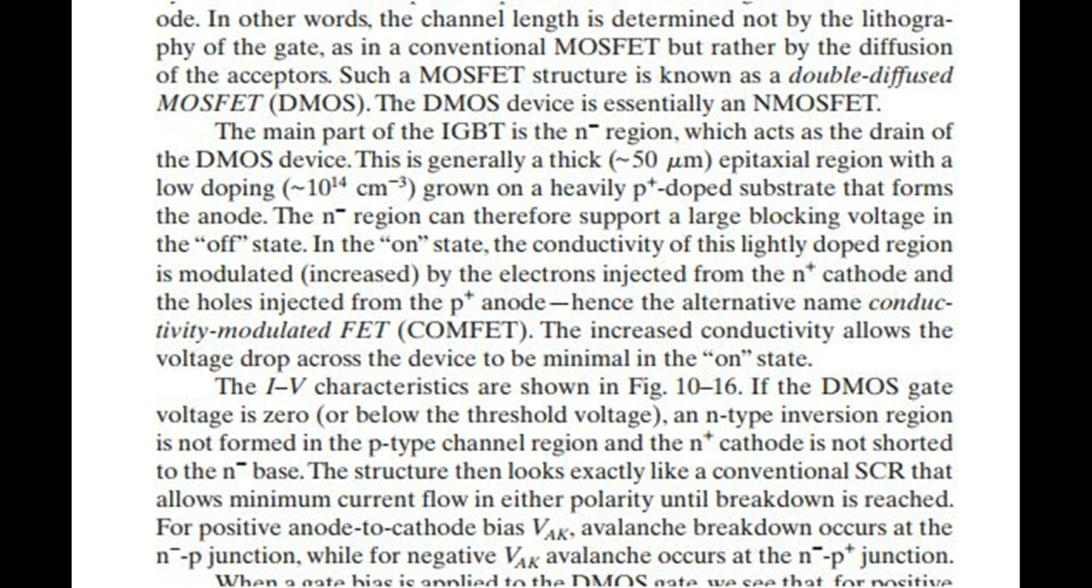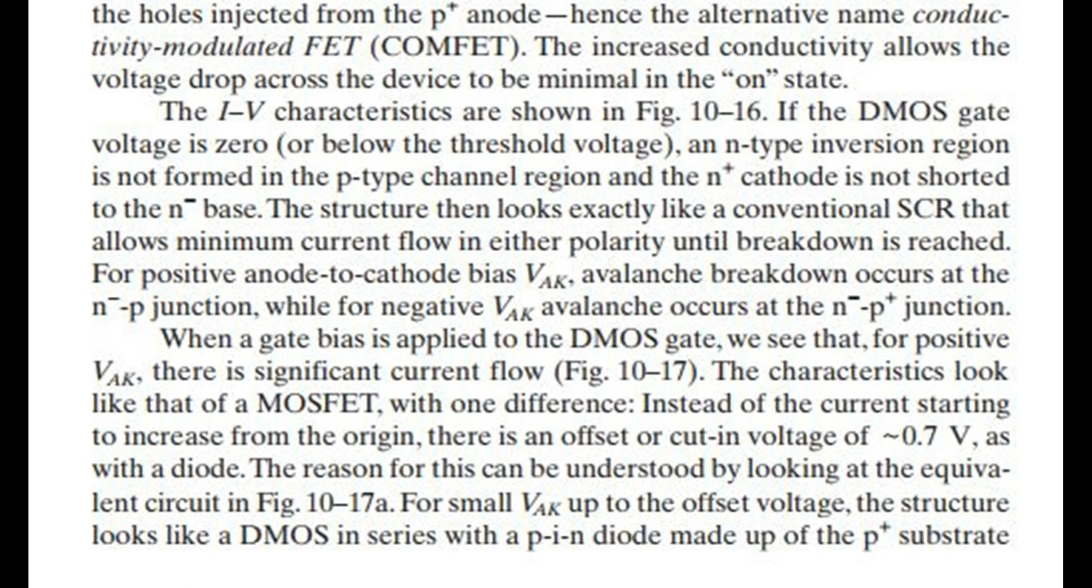The structure then looks exactly like a conventional SCR that allows minimum current flow in either polarity until breakdown is reached. For positive anode to cathode bias VAK, avalanche breakdown occurs at the N, at P junction, while for negative VAK avalanche occurs at the N, at P plus junction. When a gate bias is applied to the double diffusion metal oxide semiconductor gate, we see that, for positive VAK, there is significant current flow, Fig 1017.